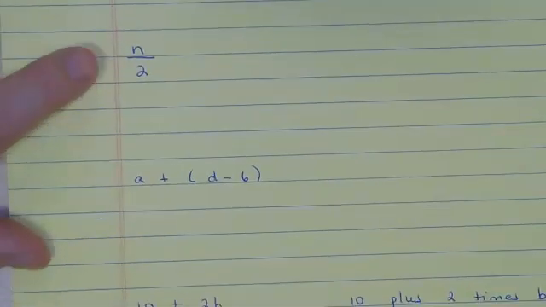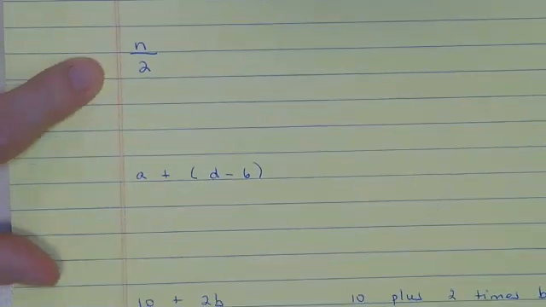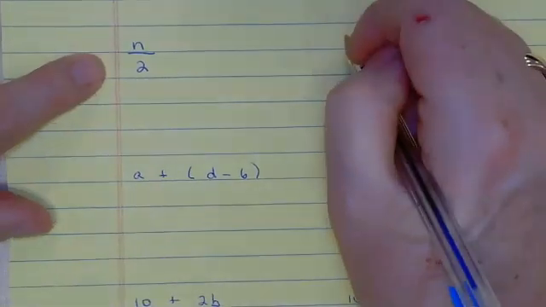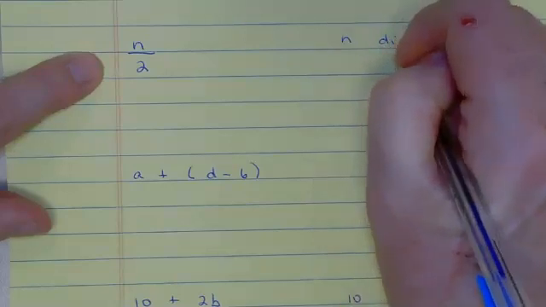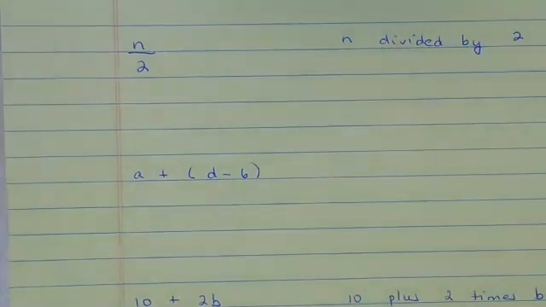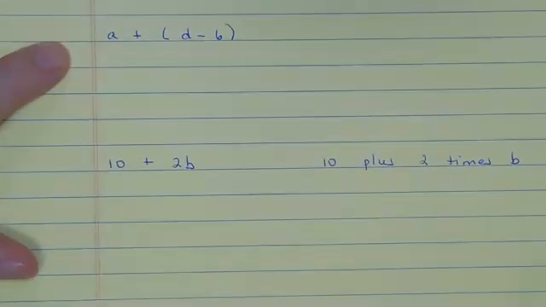Okay, almost everybody got this one correct. There were a couple of people that wrote n times 2. What should that one say? 10 divided by n divided by 2. And this one, there were a bunch of people. So let's look at this one.